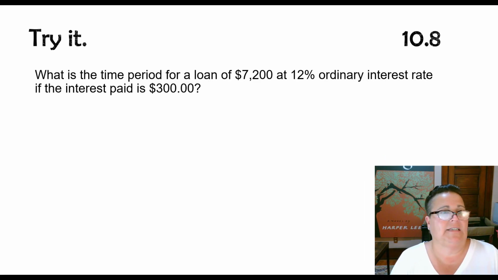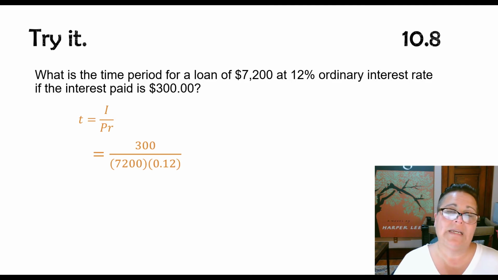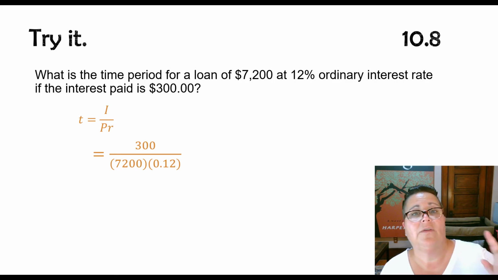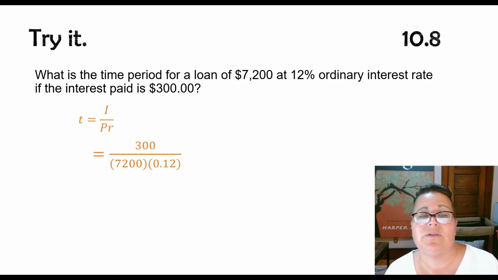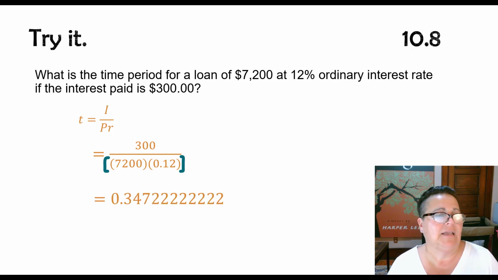Let's find the time. All right, so what is the time period for a loan of $7,200 at 12% ordinary interest rate if the interest paid is $300? We know time is equal to interest over principal times rate. All right, so my interest is 300. I'm dividing that by 7,200 times 0.12, or the principal of 7,200 times the rate of 12% as a decimal. I'm going to watch my parentheses because they will make a difference. And I get 0.347 with a repeating 2.